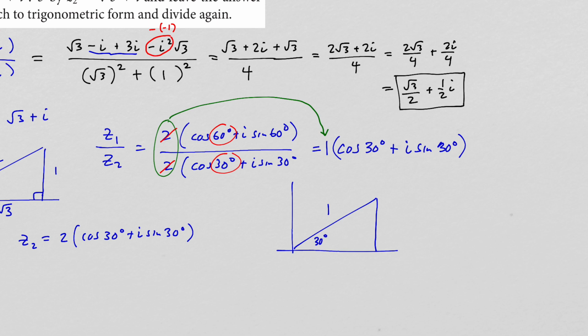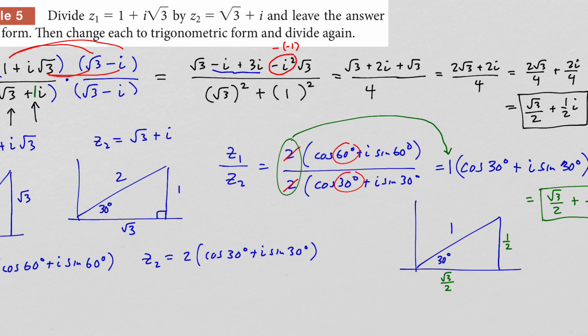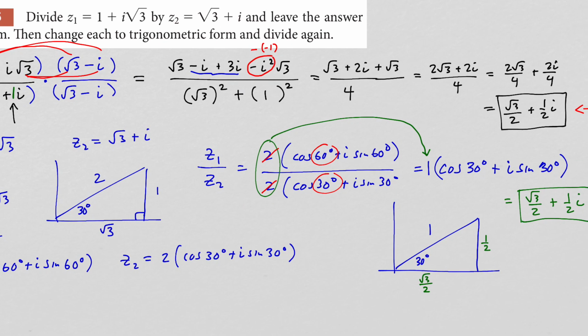And you have to remember that the short leg of a 30, 60, 90 triangle is half of the hypotenuse, and the long leg is radical 3 times the short leg. So this complex number in standard form is radical 3 over 2 plus 1/2 i. And then, of course, I would just point out that these two answers are the same. So to multiply or divide complex numbers, you can do them in standard form or trigonometric form, and you get the same answer either way.